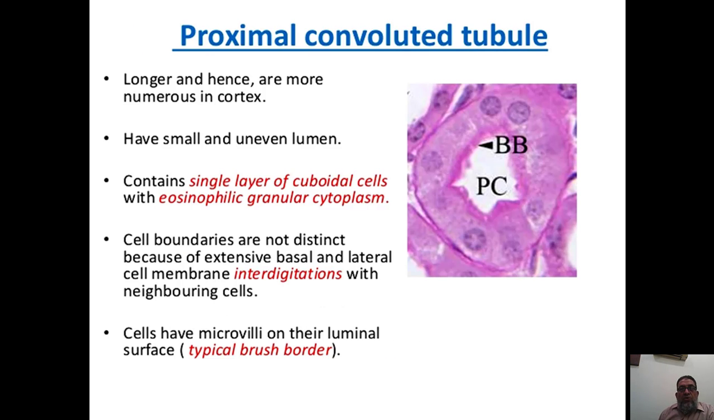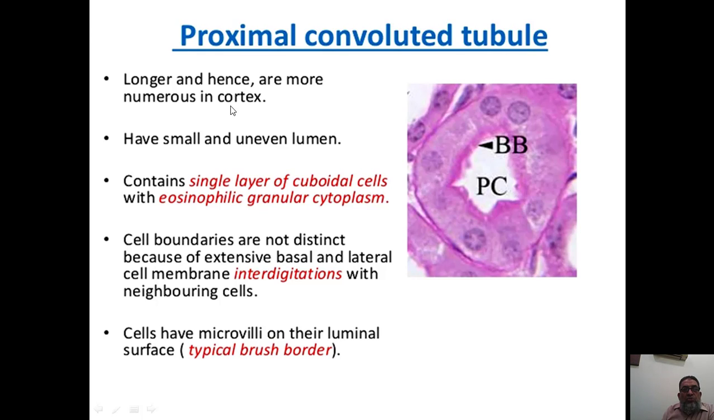Now this is the proximal convoluted tubule, H&E stain. Look at this: this is the basal membrane, this is one cell, this is the nucleus, a rounded nucleus. The lumen has the brush border, with numerous microvilli increasing the surface area. The cytoplasm is eosinophilic, granular in appearance because of the mitochondria and plasma enfolding.